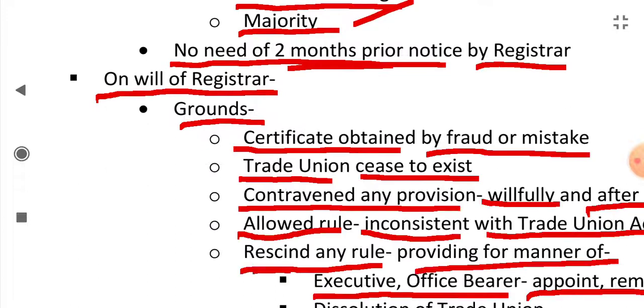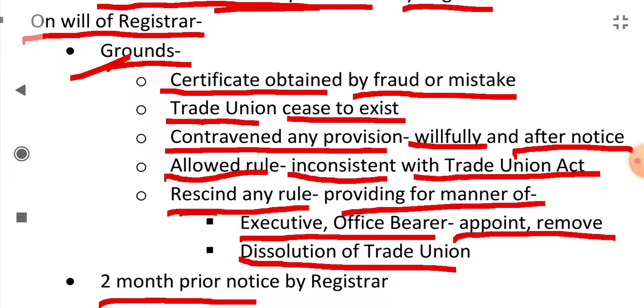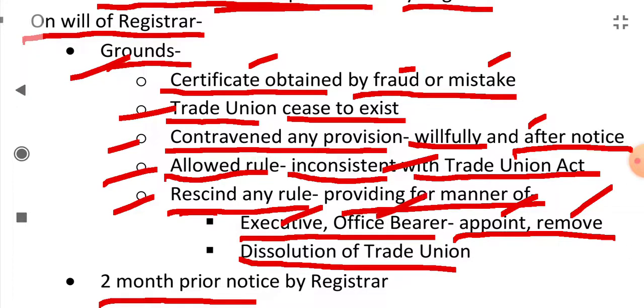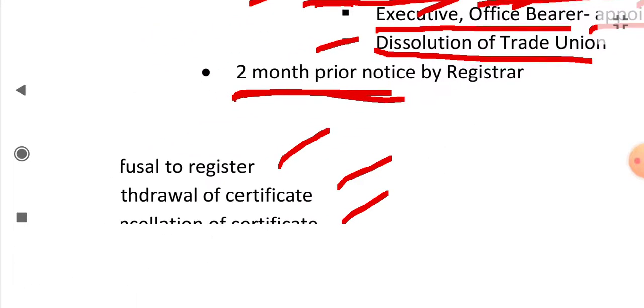On the will of the registrar, there are certain grounds which have to be fulfilled, like the certificate is obtained by fraud or mistake, the trade union ceased to exist, or any provision has been contravened willfully and after notice, or the trade union has allowed any rule which is inconsistent with the Trade Union Act, or it has rescinded any rule which provides for the manner of appointment or removal of executive or office bearer, or dissolution of trade union. In this method, a 2 month prior notice should be given by the registrar.